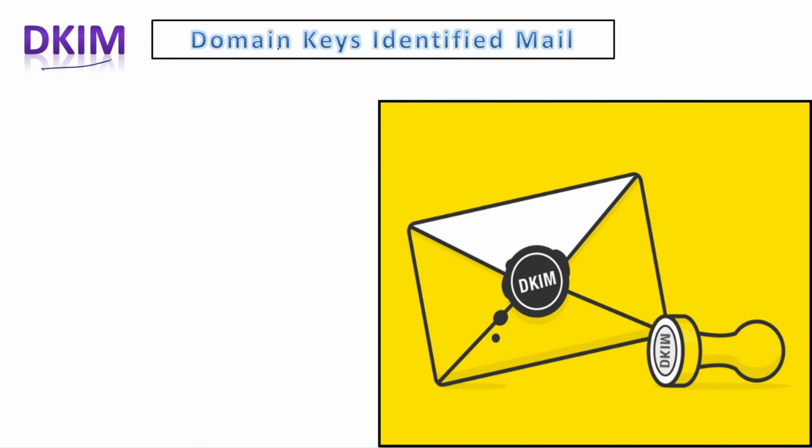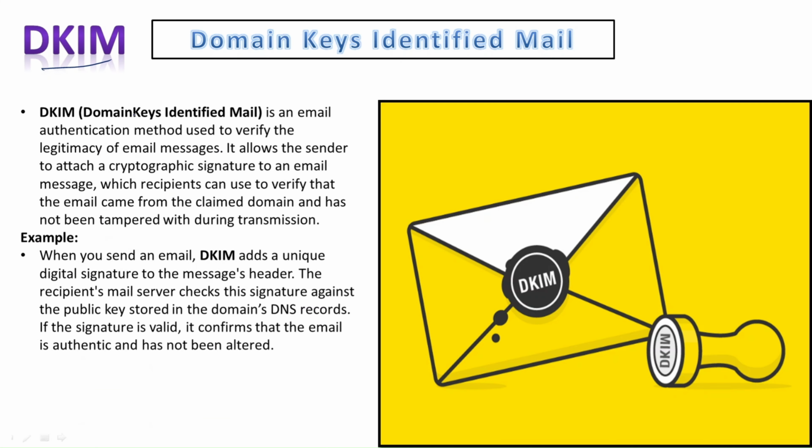DKIM, that is domain keys identified mail. So DKIM or domain keys identified mail is an email authentication method used to verify the legitimacy of email messages. It allows the sender to attach a cryptographic signature to an email message, which recipients can use to verify that the email came from the claimed domain and has not been tampered with during transmission.